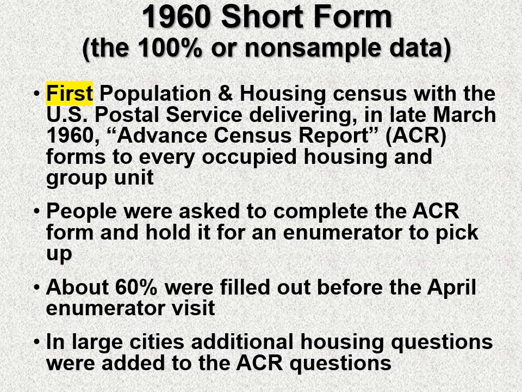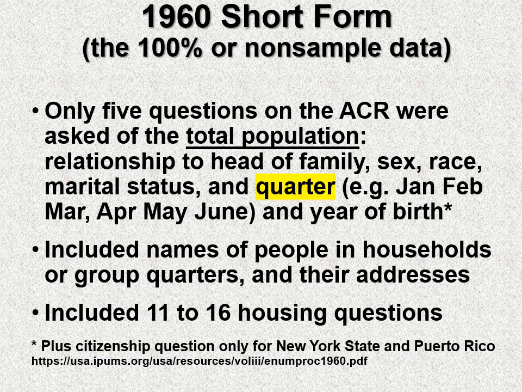And people were asked to complete the ACR form, but not mail it back, and hold it for an enumerator to pick up. And about 60% of the households and groups that received these had them filled out before the April enumerator visit. The ACRs differed in terms of whether they were for large cities or for other areas, and so there's a variation in this form. And the short form only asks 5 questions. Only 5 questions on the Advanced Census Report, or ACR.